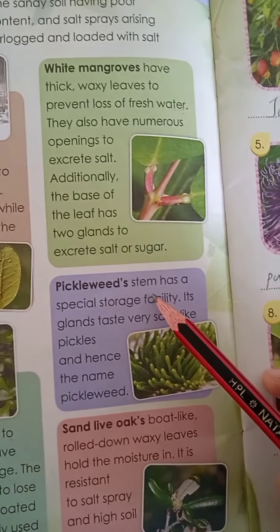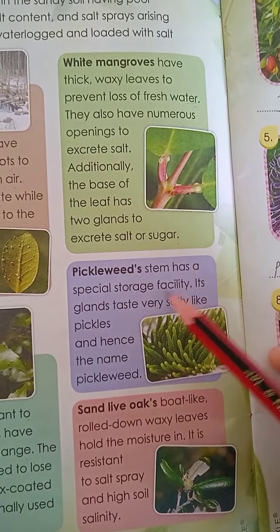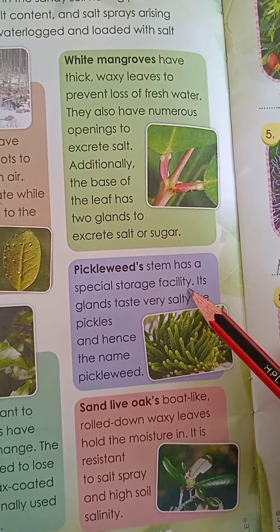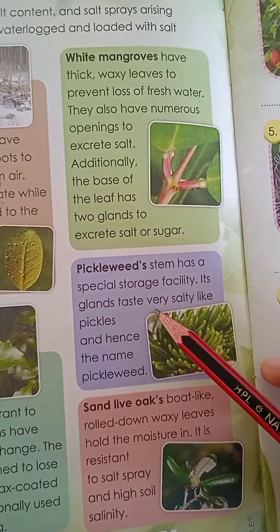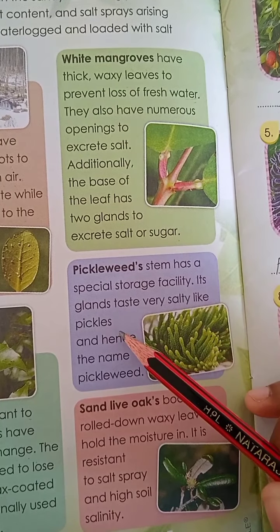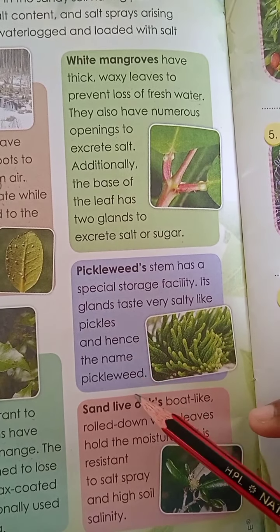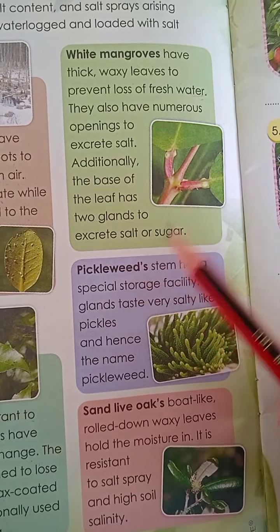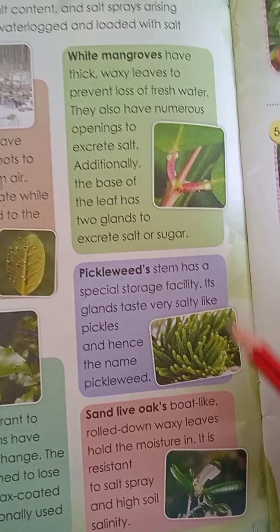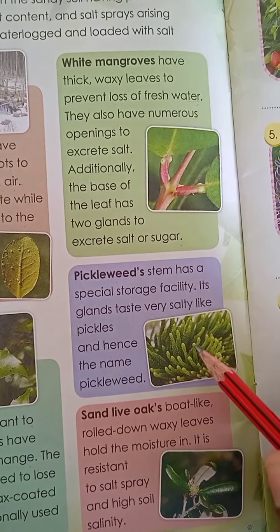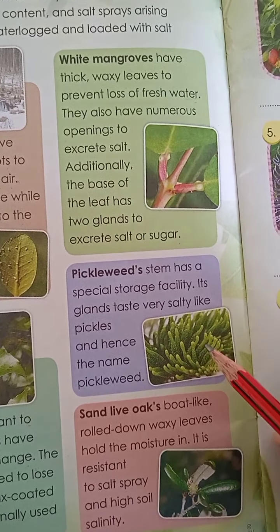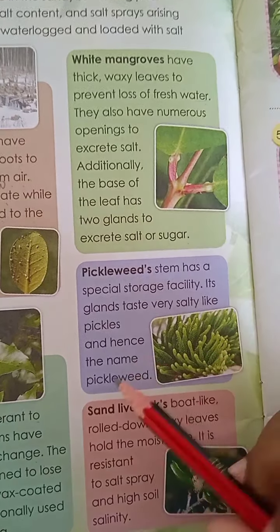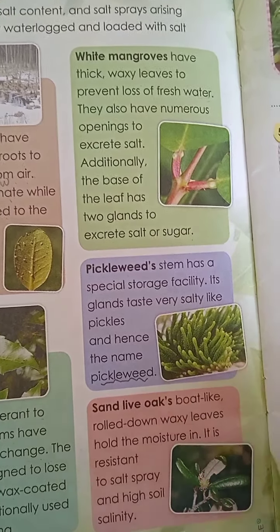Next one, pickleweed. Pickleweed's stem has a special storage facility. Its glands taste very salty like pickles, and hence the name pickleweed. What is the taste of pickle? It's very salty. These glands also taste salty. That's why the name pickleweed came.